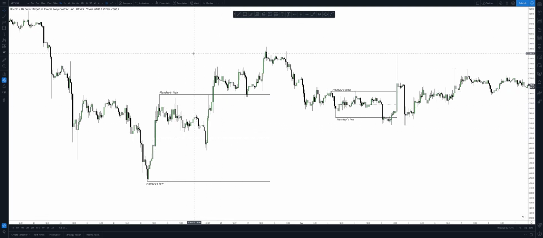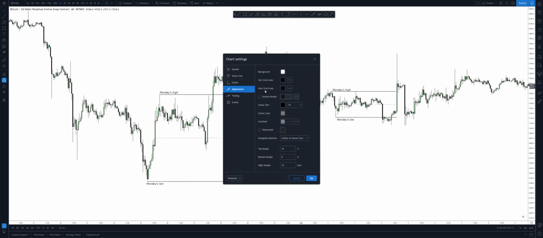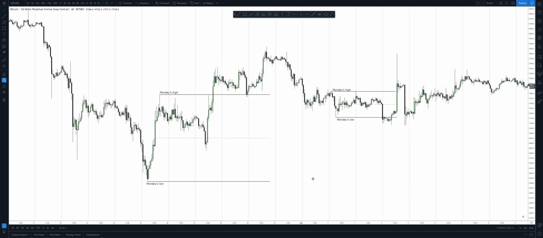So in this case, let's put in the daily dividers. For those of you who don't know how to put in the daily dividers, right click on your chart, settings, go to appearances, and then click on session breaks. This will put in the daily dividers for each day. So this is Monday, Tuesday, Wednesday, Thursday, Friday, etc.